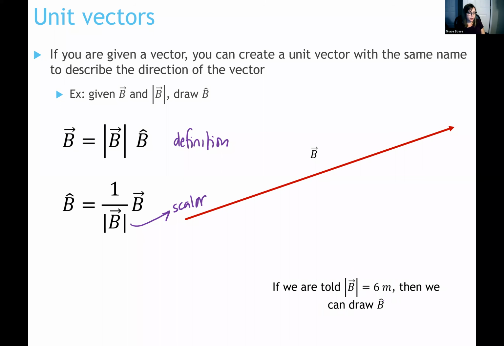If you do this, let's say, for example, this vector that I've drawn has a norm of 6 meters. That means that unit vector b is just 1 divided by 6 meters times vector b. It's telling us that unit vector b is 1/6 the size of vector b. It points in the same direction because it was a positive 1/6. So based on that information, I know that unit vector b points in the same direction as vector b. It's just 1/6 the size. So there you go. There's a unit vector that I constructed based on vector b.